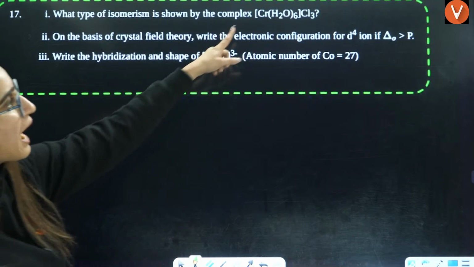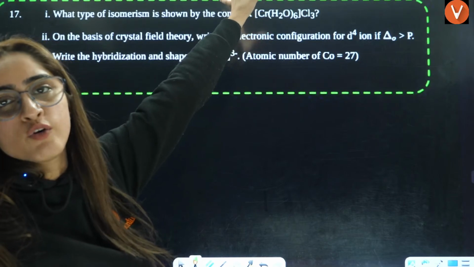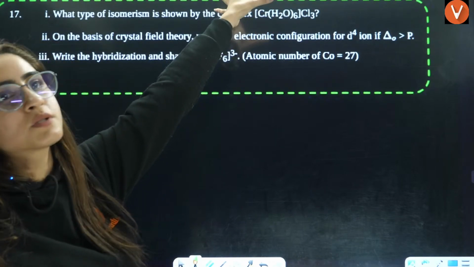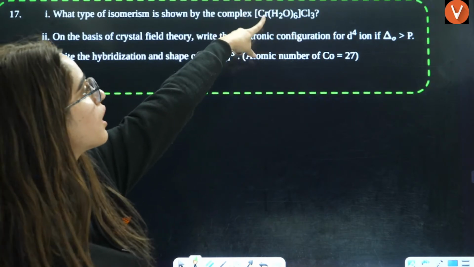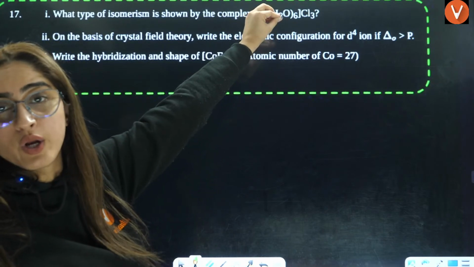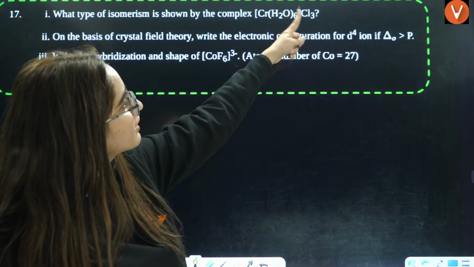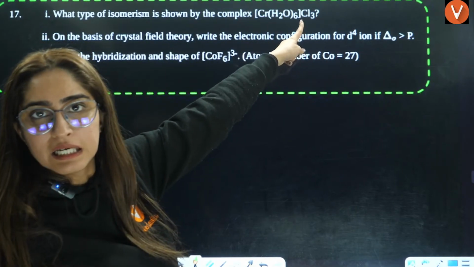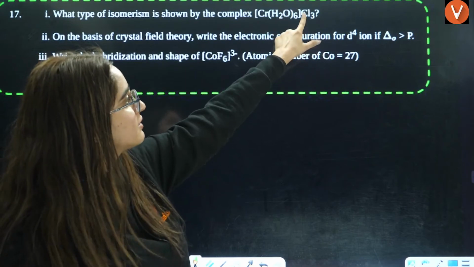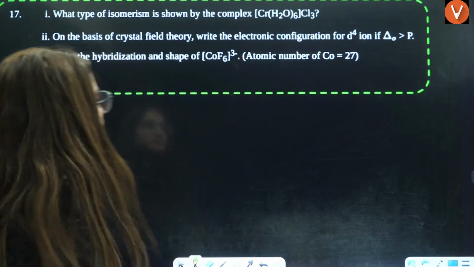As you can see, it will definitely not show any geometrical isomerism, cis-trans like that. It will not show it because water is the ligand. So it is going to show hydration isomerism, because the water can be outside, it can act as a counter ion, and this chlorine can act as a ligand, right?